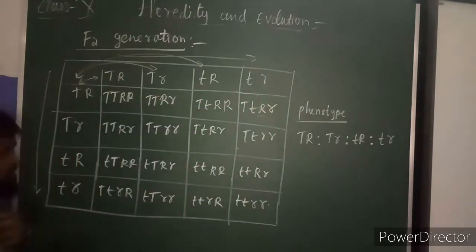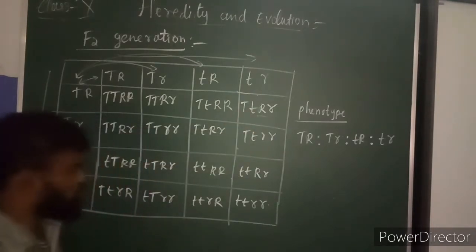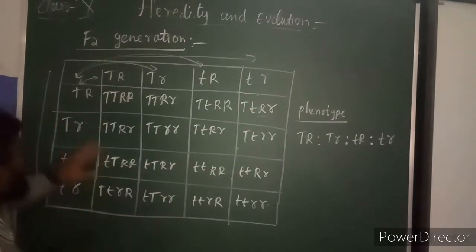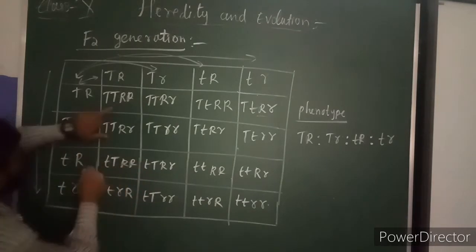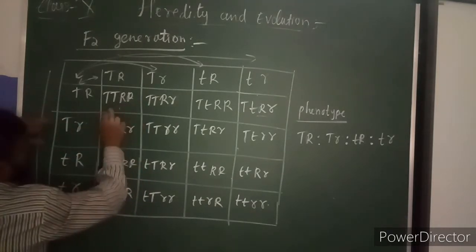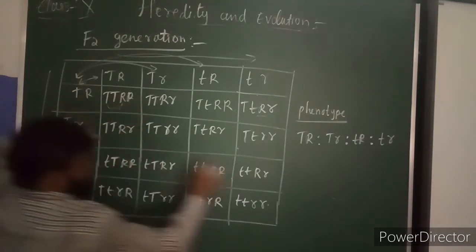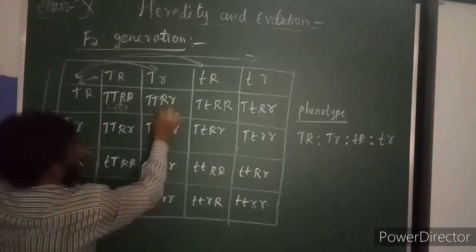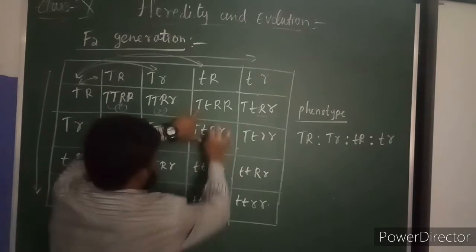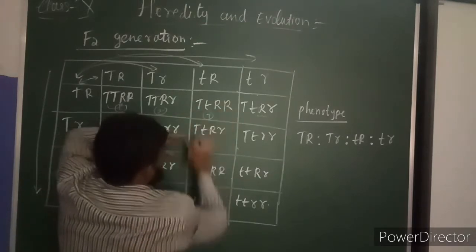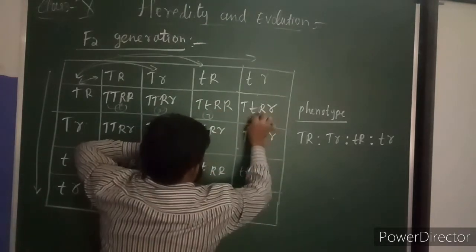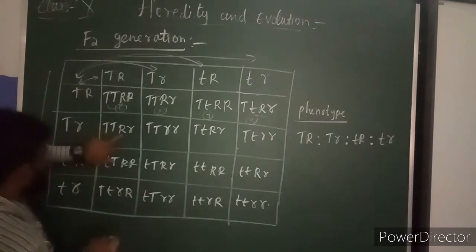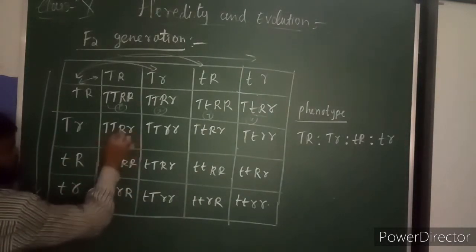See, first, now we are taking the phenotype, capital TR. How many capital TR do we have? We have to see this part. First, capital T and capital R, 1. Capital T and capital R, 2. Capital T and capital R, 3. Capital T and capital R, 4. Capital T and capital R, 5.